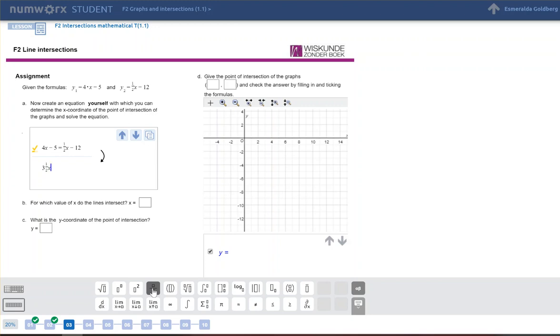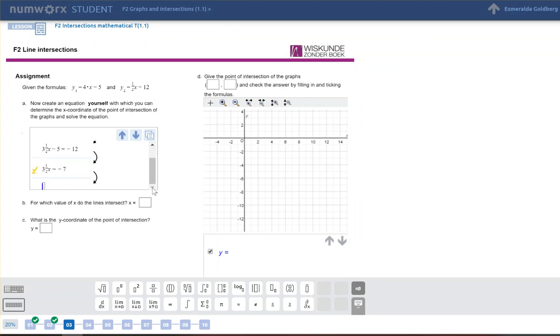3.5 x and then minus 5. And on the right hand side, all I have left is the minus 12. Now I remove minus 5 from the left hand side by doing plus 5. That means I only have the 3.5 x on the left hand side. And on the right hand side I have the result of minus 12 plus 5, which is minus 7, I think. Yeah.